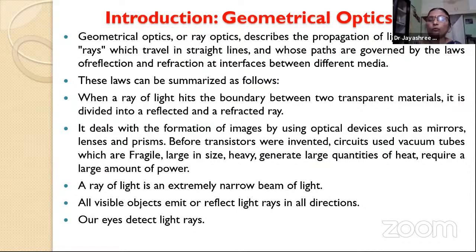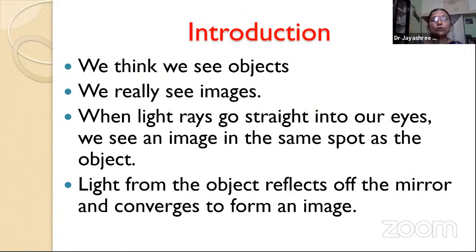Now we know that basically our eyes also detect light rays. So we think we see objects, but we really see images. Whenever light travels in a straight line, we can see the image in the same spot as the object, and the light from the object reflects off and converges to form an image.